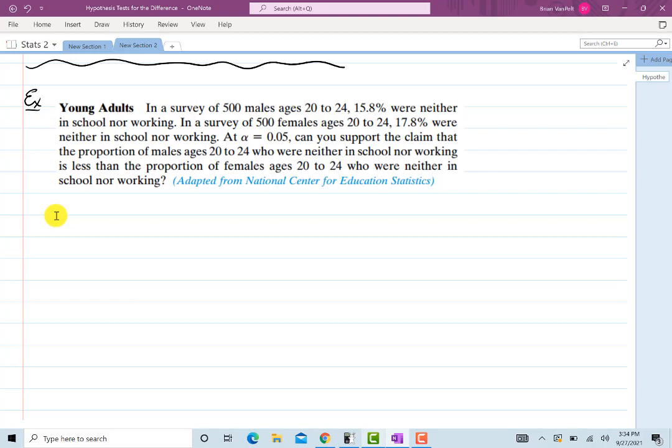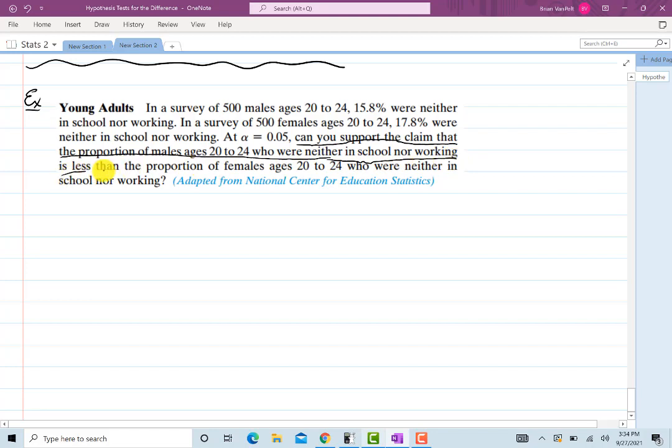They want to see, can you support the claim that the proportion of males aged 20 to 24 who were neither in school nor working is less than the proportion of females aged 20 to 24 who were doing the same? This is quite complicated. Well, let me write down a simple claim and see if we can follow what's going on from there. The proportion of males is less than the proportion of females. So instead of 1 and 2, I'm going to use M and F.